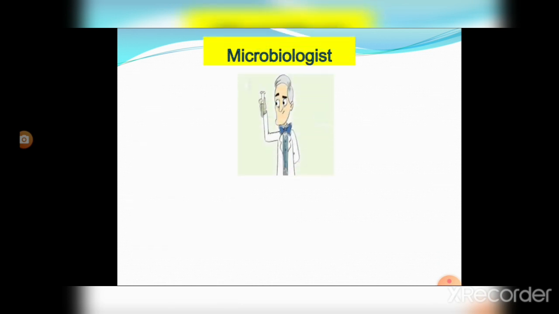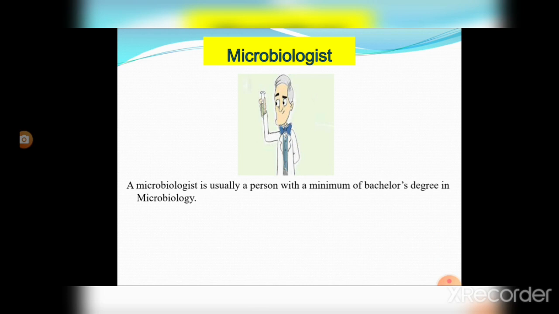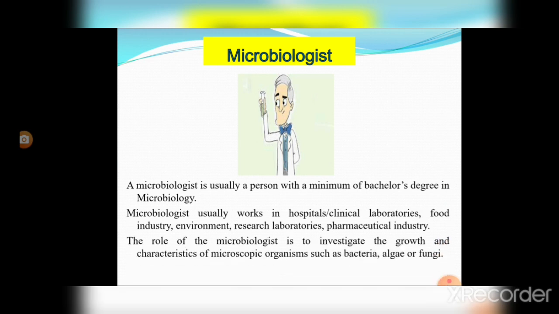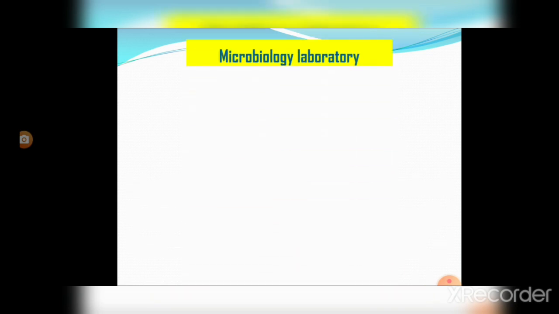Now, what are microbiologists? A microbiologist is usually a person with a minimum of a bachelor's degree in microbiology. Microbiologists usually work in hospitals, clinical laboratories, the food industry, environment research laboratories, and pharmaceutical industries. The role of the microbiologist is to investigate the growth and characteristics of microscopic organisms such as bacteria, algae, viruses, or fungi.